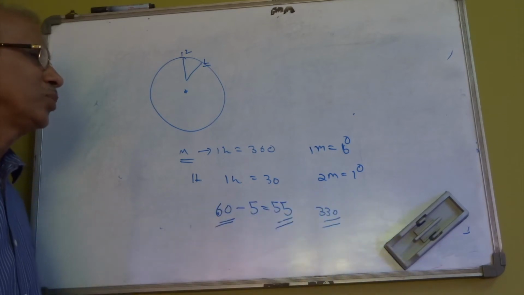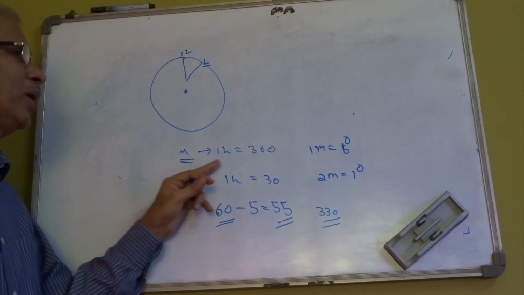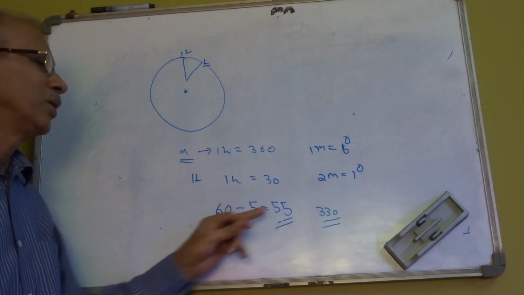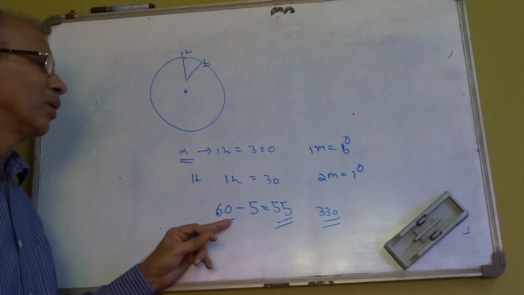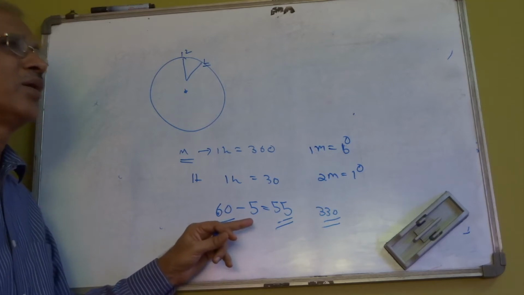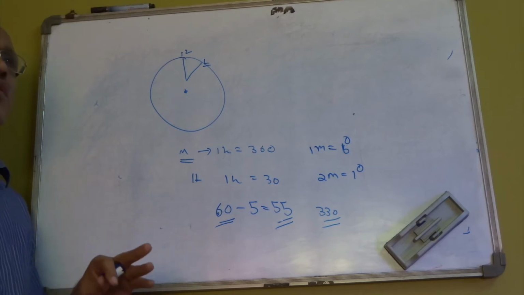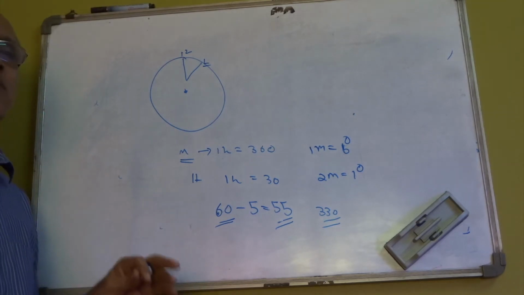So these three things we should always remember. Minute hand, 1 minute, 6 degrees; hour hand, 2 minutes, 1 degree; and every 1 hour the minute hand makes a gain of 55 minutes. Once we know this, we can solve all the problems with ease.